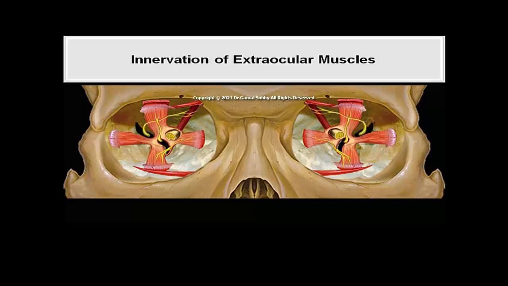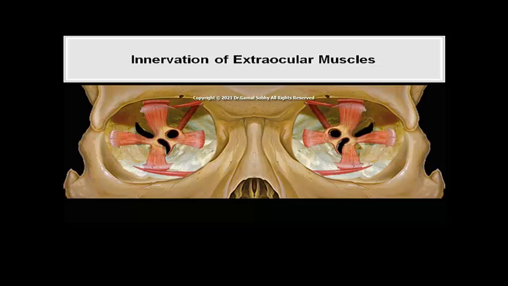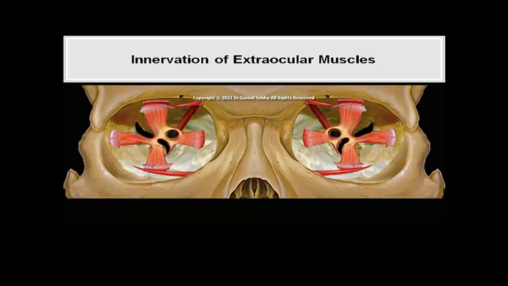The branches of the cranial nerve 3 enter their respective muscles from the bulbar side. The lateral rectus muscle is innervated by the cranial nerve 6, the abducens nerve. The cranial nerve 6 enters the muscle from the bulbar side. The superior oblique muscle is innervated by the cranial nerve 4, the trochlear nerve. The cranial nerve 4 enters the muscle from the outer orbital side.